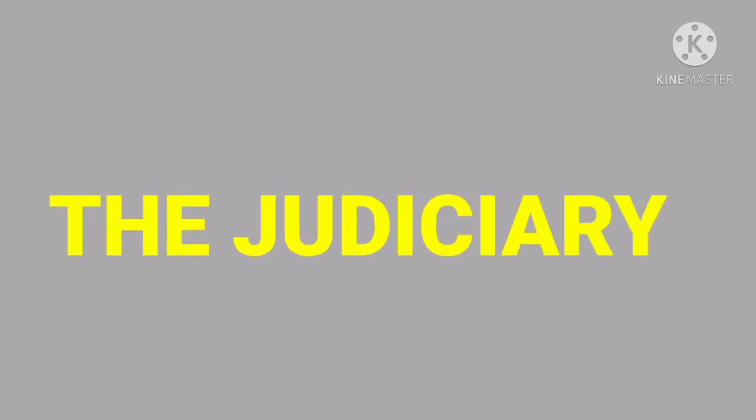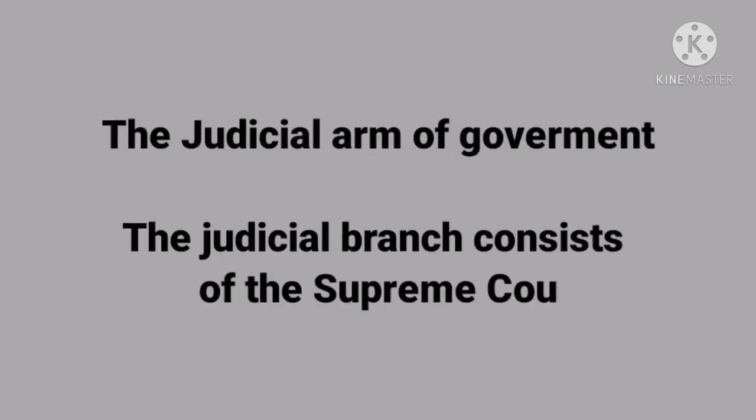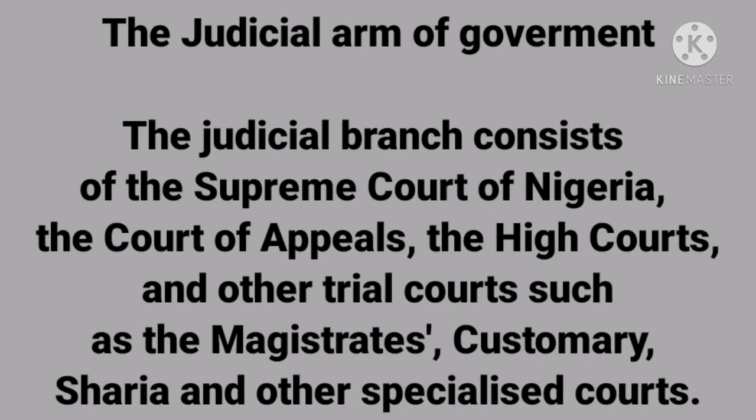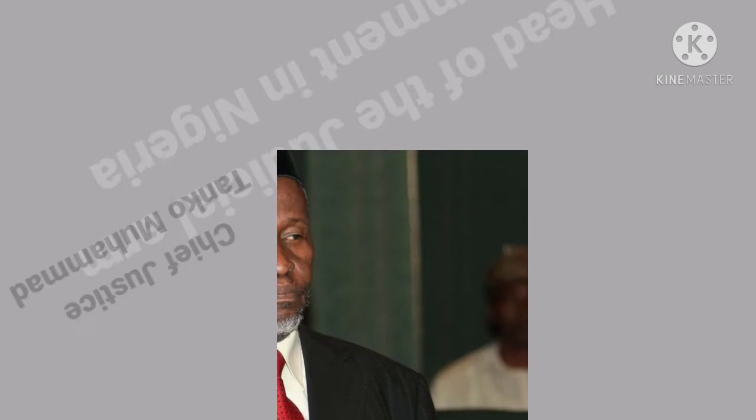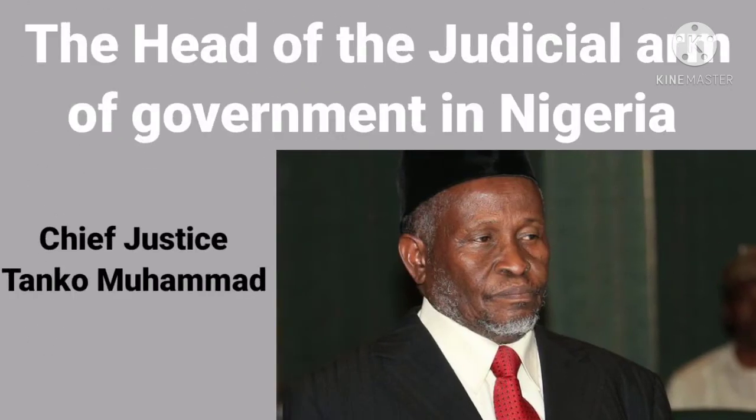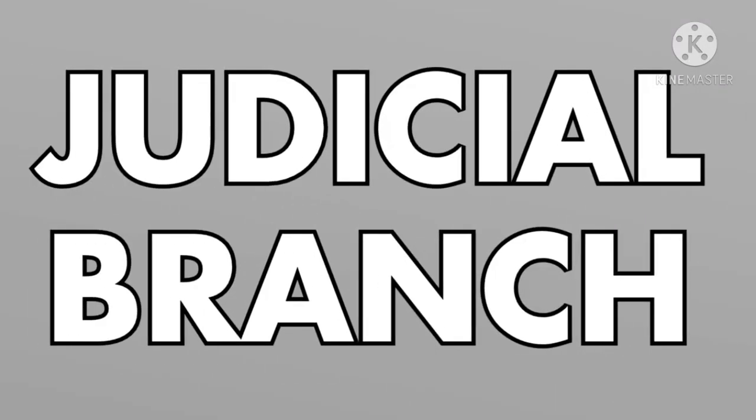Now, the next one is the judiciary. That's the third branch of government, the judiciary. We're going to look at the judiciary as an arm of government in Nigeria. Now, the judicial branch consists of the Supreme Court of Nigeria, the Court of Appeals, the High Courts, and other trial courts. Now, the head of the judicial arm of government in Nigeria is Chief Justice Tanko Muhammad. The image is before you.